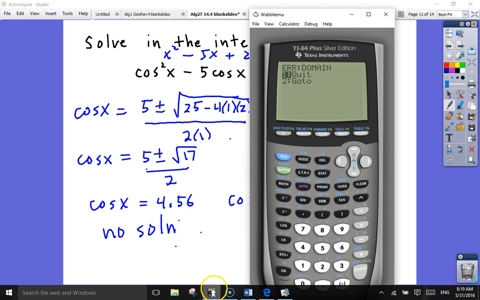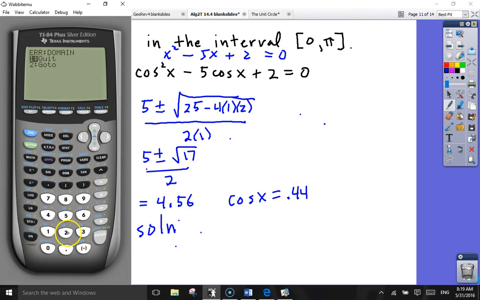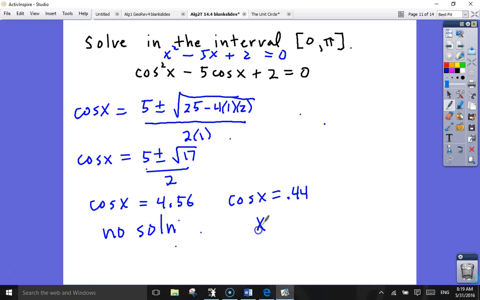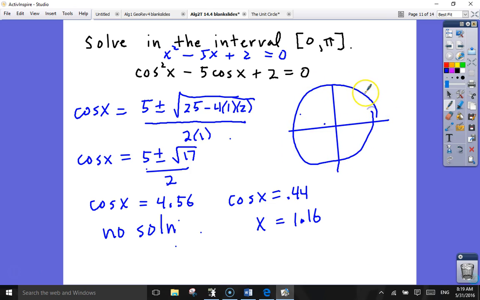Okay, and then we'll go to the other one, and let me try this again. Second, cosine inverse 0.44. 1.16. Okay, well, let's see. X equals 1.16 in radians. You know, that's in between 0 and pi over 2, which is 1.57. It's probably about right there.